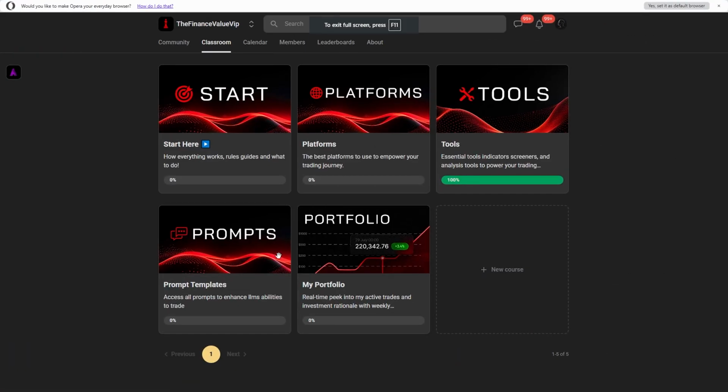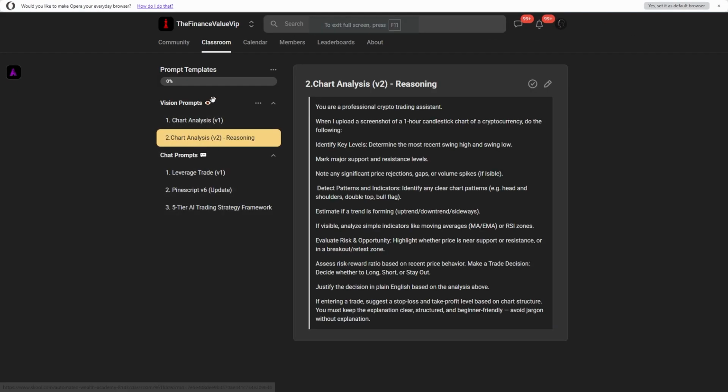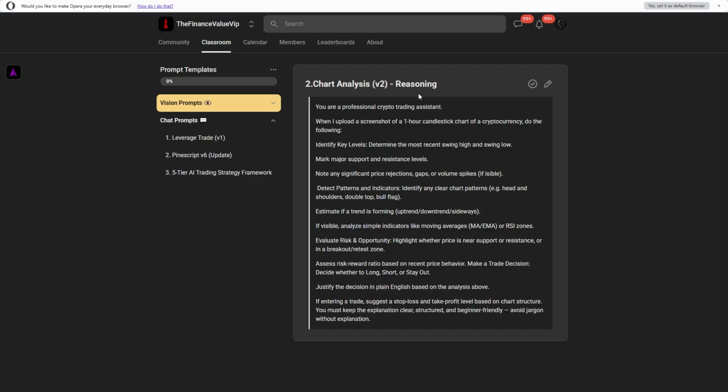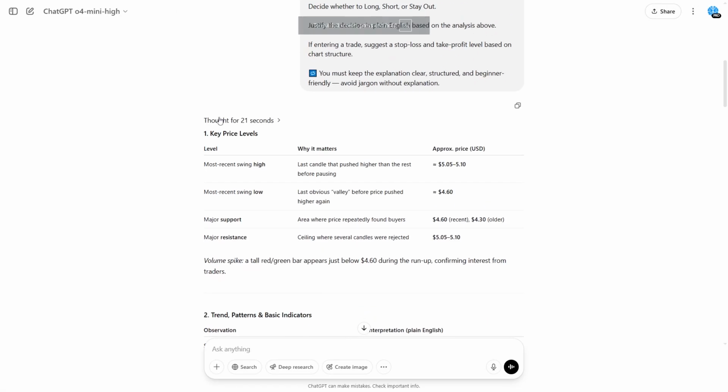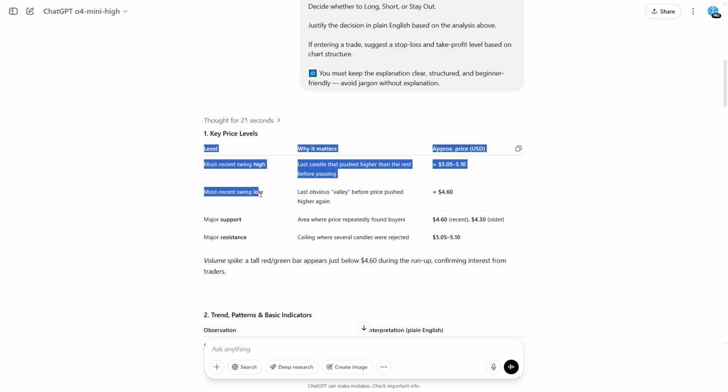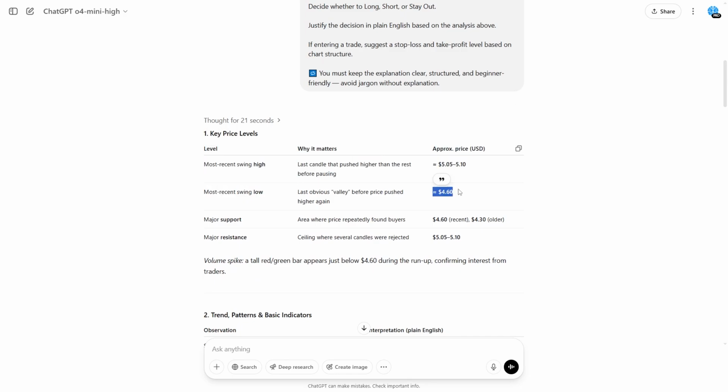Then, doing that, I came over to my community, to the prompts area, then to chart analysis v2, reasoning. Then I simply input this in, and you can see right here that it gave me some really interesting information. I want you guys to pay attention here because in this specific example, we can really tell that this data is way out of distribution, considering it just happened in the last 8 hours. So let me show you just how accurate this was. It talks about the most recent swing low being at $4.60.